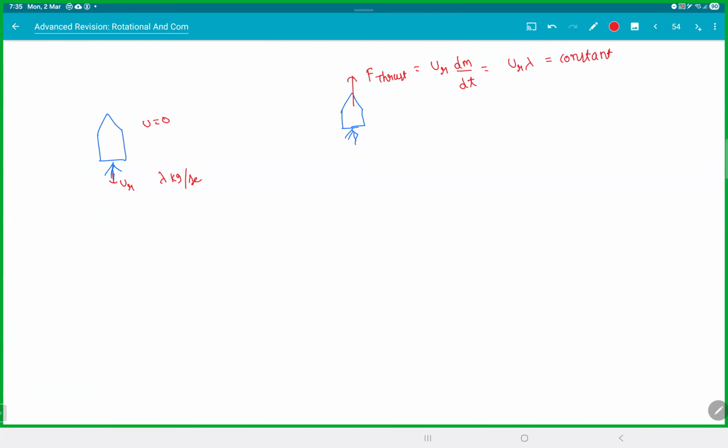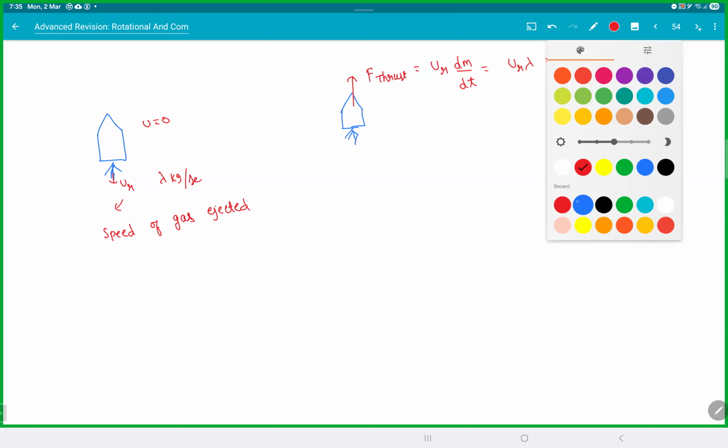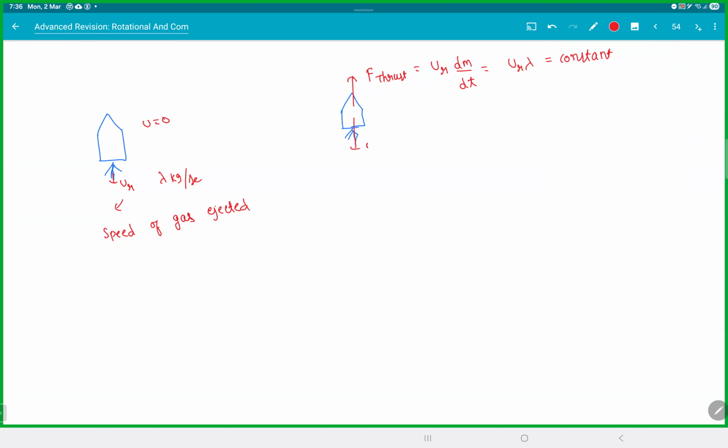So when the rocket gives out this much gas with a speed of U relative, this is the speed of the gas ejecting. You should check out the variable mass system notes in case you have no idea about variable mass systems. So that is one force, and then the other force is mg and acceleration. Here the catch is m is changing. What is m? m is equal to m minus lambda t. As time passes, you're losing mass, so the mass of the rocket is decreasing.